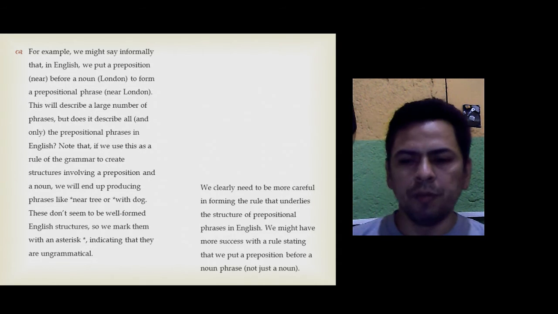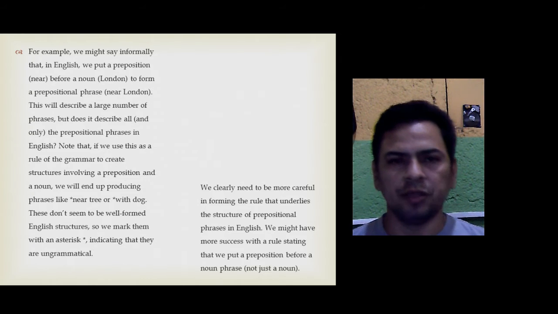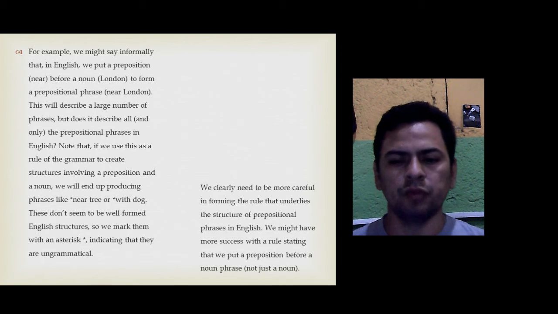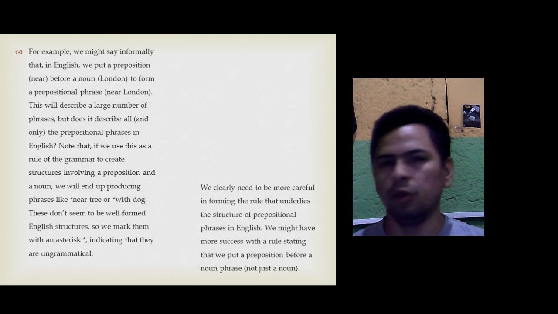We clearly need to be more careful in formulating the rule that underlies the structure of prepositional phrases in English. We might have more success with a rule stating that we put a preposition before a noun phrase, not just a noun.